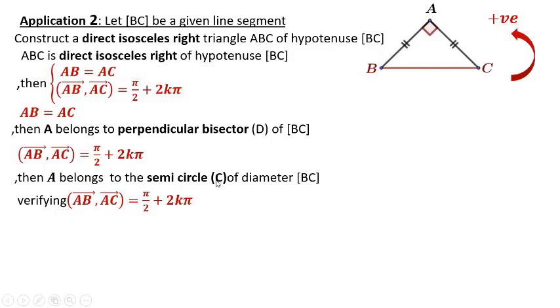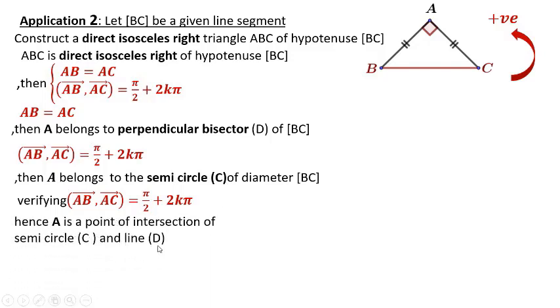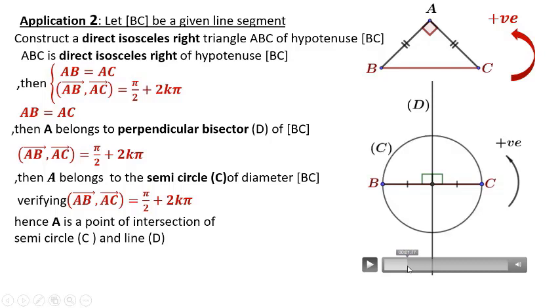Combine these two cases. From one side, A belongs to D. From the other side, A belongs to the semicircle. Consequently, A is a point of intersection of the semicircle C and the line D. Now observe the video to explain the steps of construction of the triangle. Step number 1, construct D, the perpendicular bisector. Step number 2, construct C. And now, D and C intersect at two points, but I name them both A.